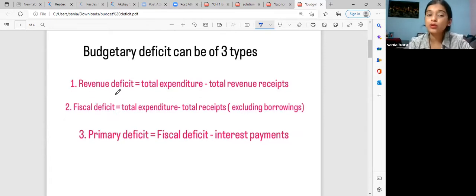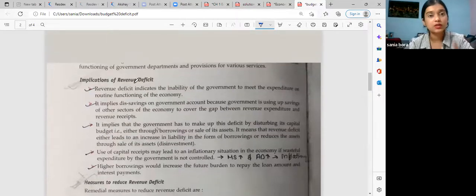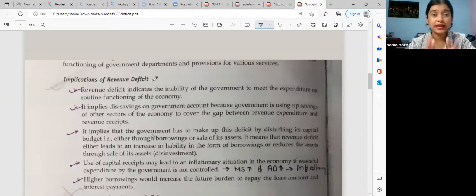Okay. So coming to definition, the difference between total expenditure and total revenue receipt is known as revenue deficit. Now, implication. The first implication was that revenue deficit indicates the inability of the government. Government is unable to meet the expenditure and unable to do the daily functioning. Whatever the role of government is, government cannot do that. Why? Because government doesn't have money, right? So, inability of the government.